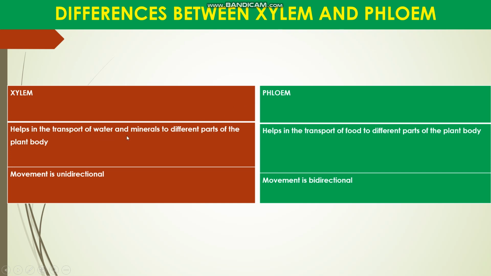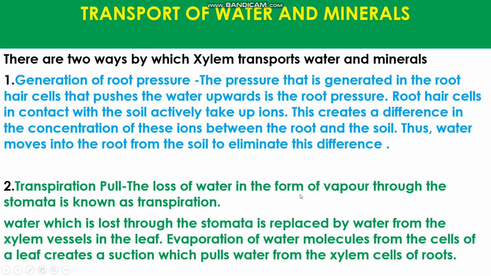Xylem helps in the transport of water and minerals to different parts of the plant body, whereas phloem helps in the transport of food to different parts of the plant body. In the case of xylem, the movement of water is unidirectional, whereas in the case of phloem, the movement of food is bidirectional. Now, how does xylem help in the transport of water and minerals?